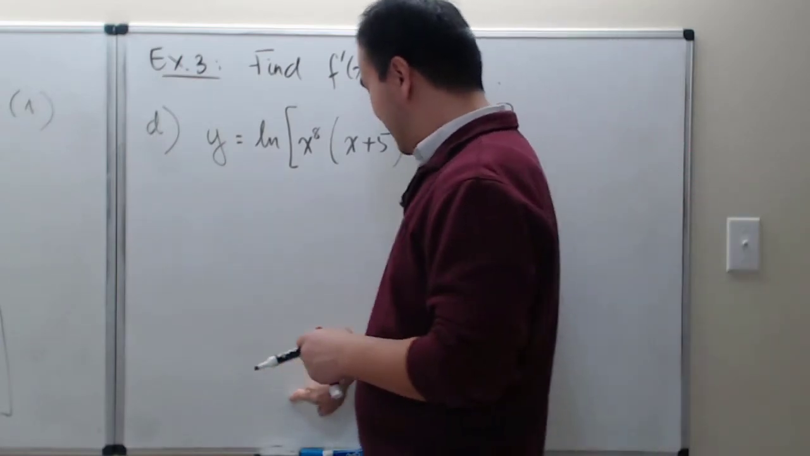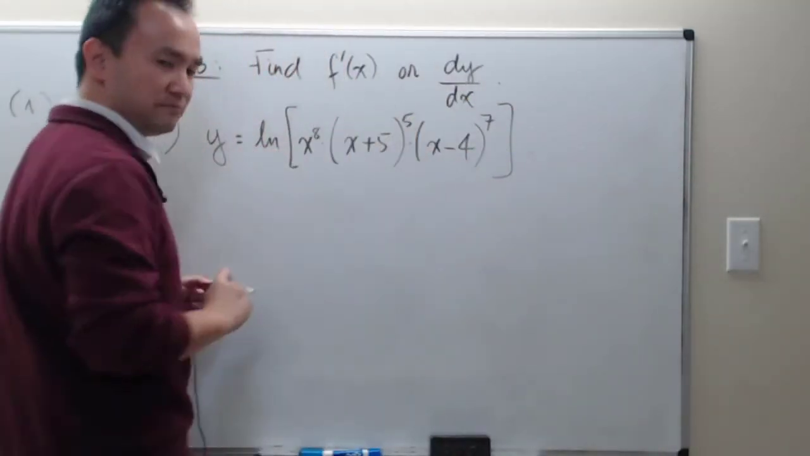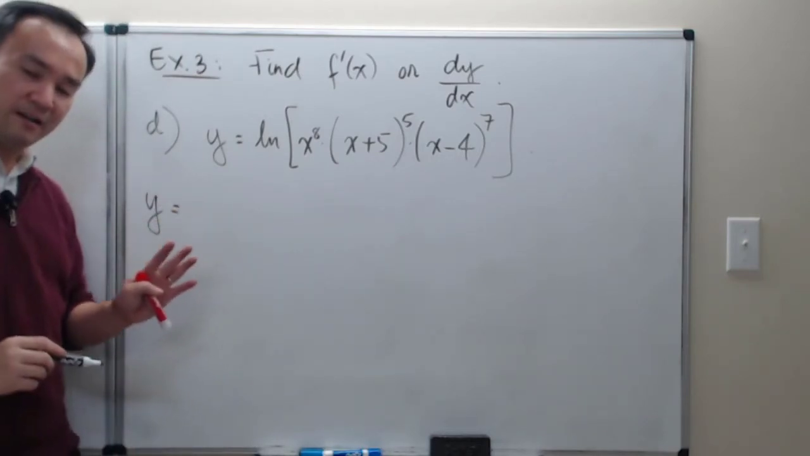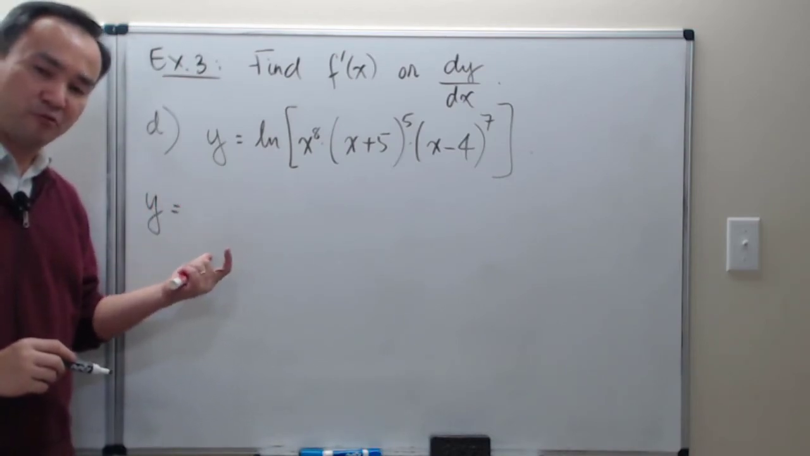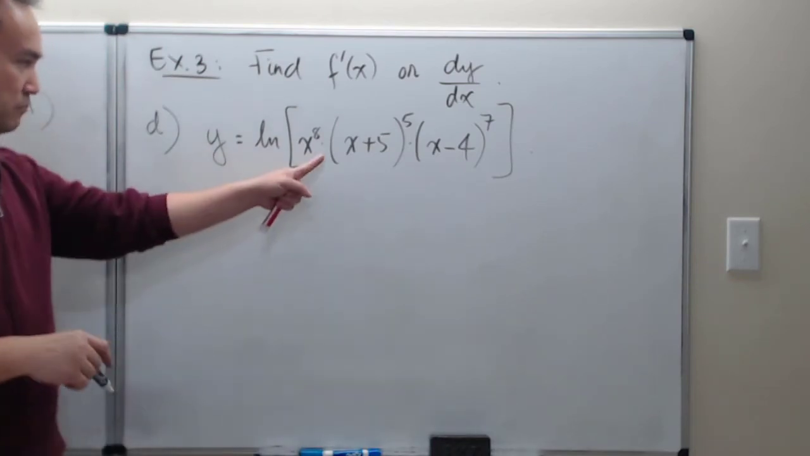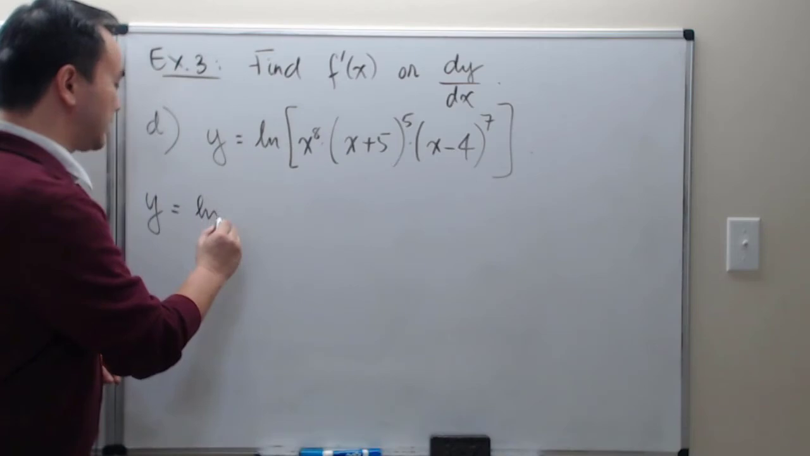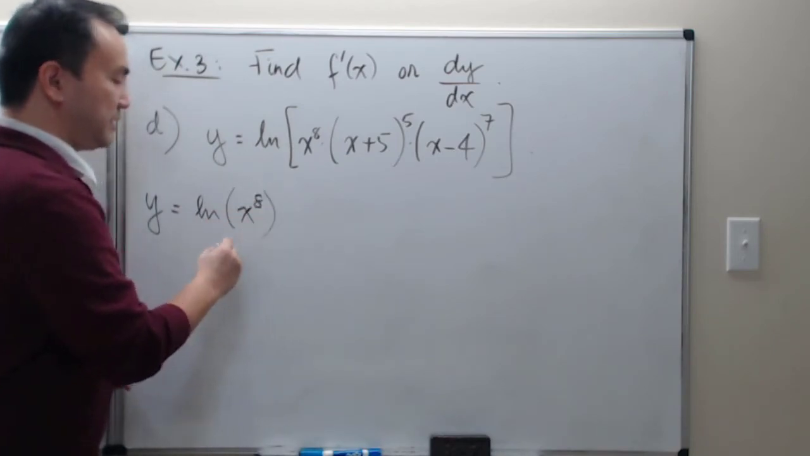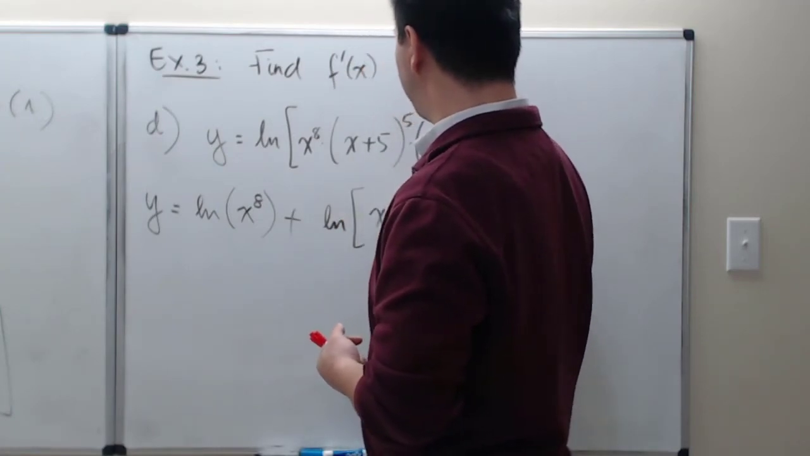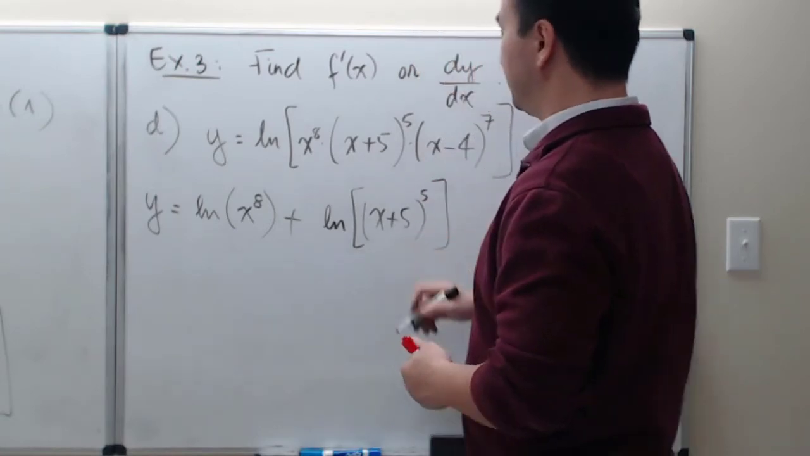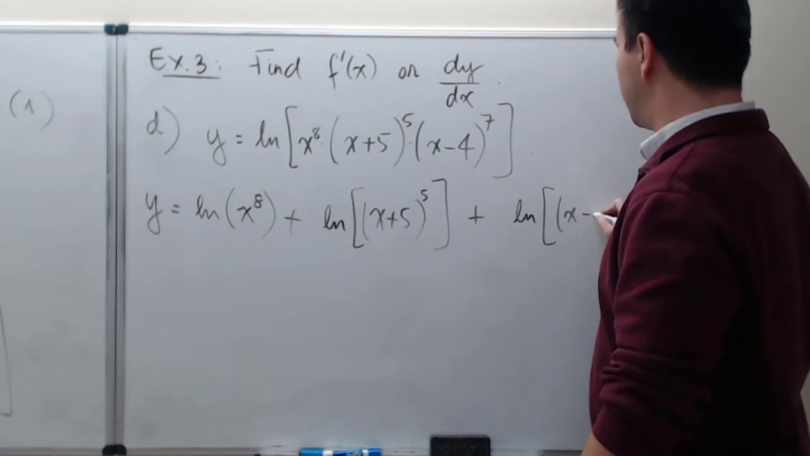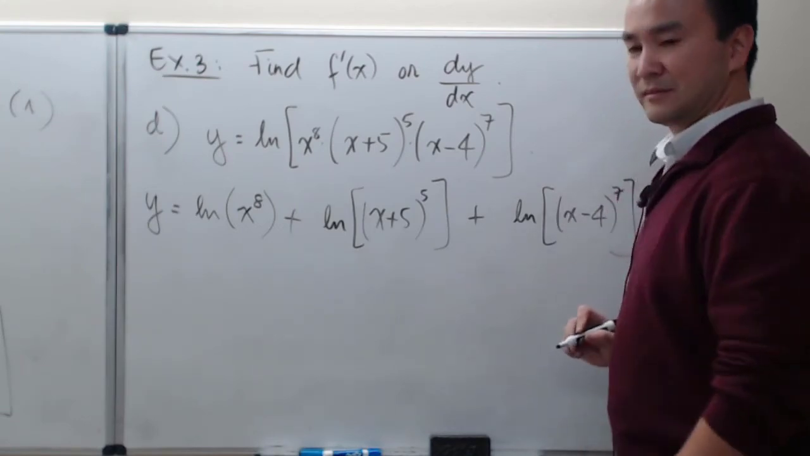So there's a product here, okay? So that means I can consequently, and again, right now I'm only manipulating the algebra properties of logarithms, but I'm not doing anything with the derivative yet. So being a product, I can now go ahead and break it down as 3 separate logs. Natural log of x to the 8th, plus natural log of (x plus 5) to the 5th power, and the natural log of (x minus 4) to the 7th power, okay.